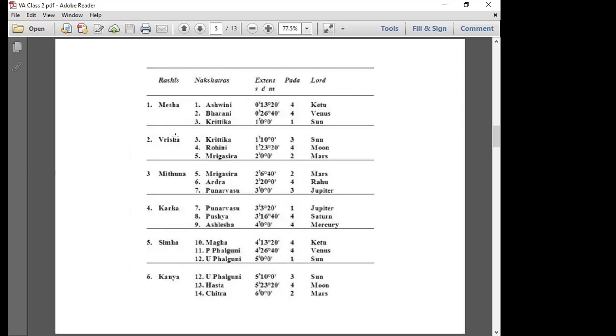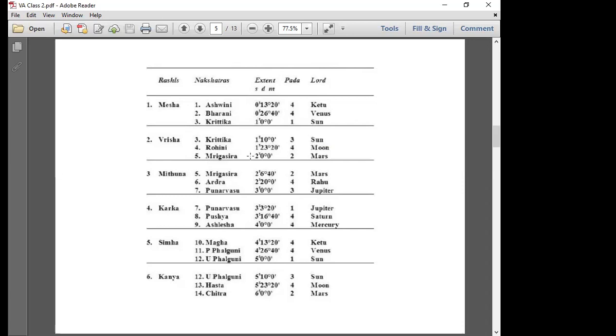So see, in Mesha, Ashwini has all the 4 padas. Ashwini is owned by Ketu. Then Bharani has all the 4 padas, but Bharani is owned by Venus. And Kritika has only 1 pada. Kritika, of course, is owned by the Sun. The other 3 padas of Kritika fall in Vrishabha or Taurus. Then Rohini has all the 4 padas. This is owned by the Moon.